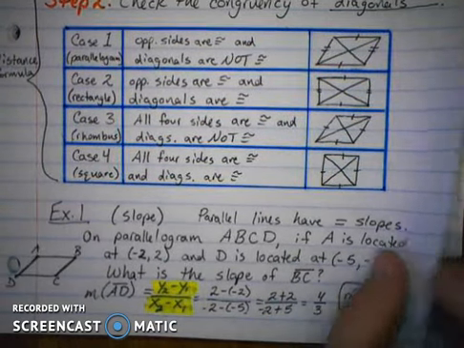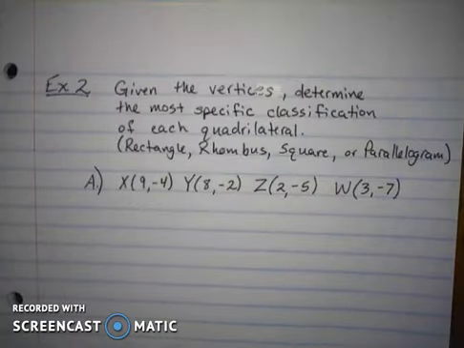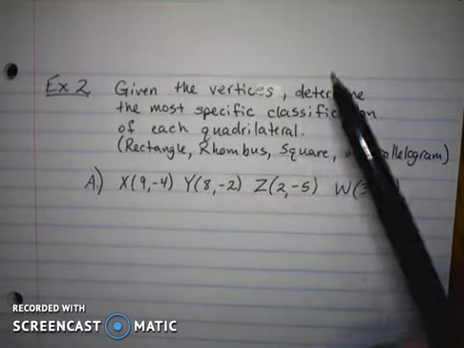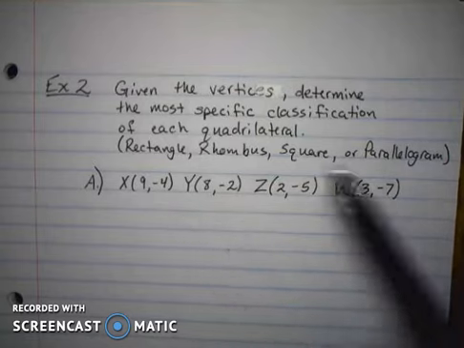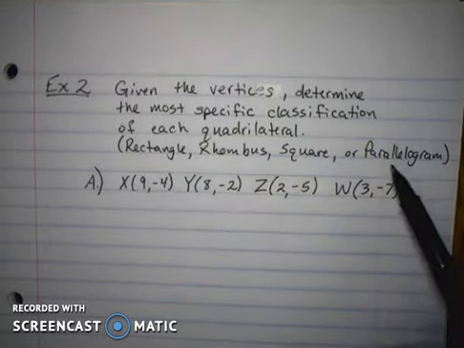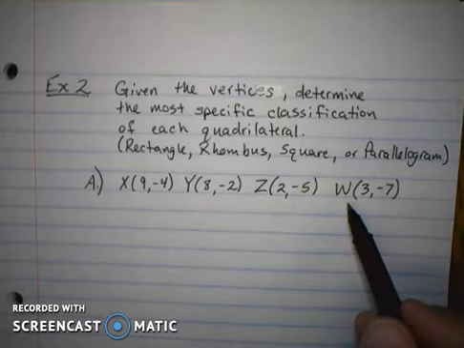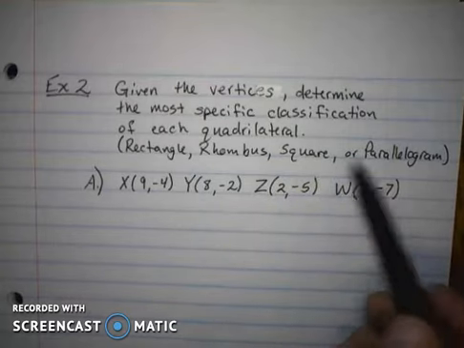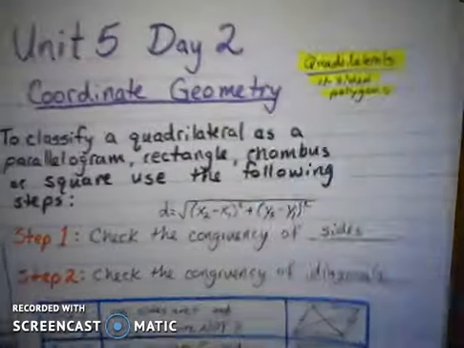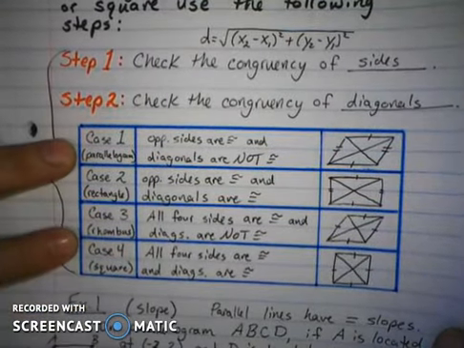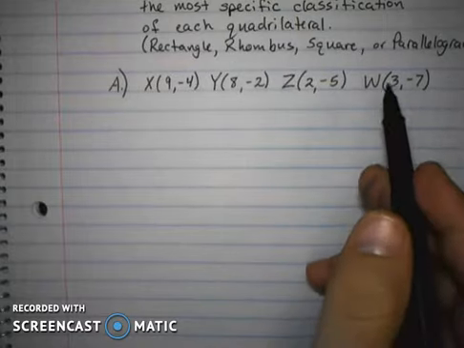All right, let's try another example. In our next example, I want you to give the most specific classification for each quadrilateral if we are given the vertices that each one shows. And that can be a rectangle, rhombus, square, or parallelogram. So if I give you these vertices, these represent some quadrilateral, which is either a rectangle, rhombus, square, or parallelogram. We are going to use our cases from the other page to determine whether or not it is any one of these, or maybe none of them. Maybe it's just a quadrilateral.